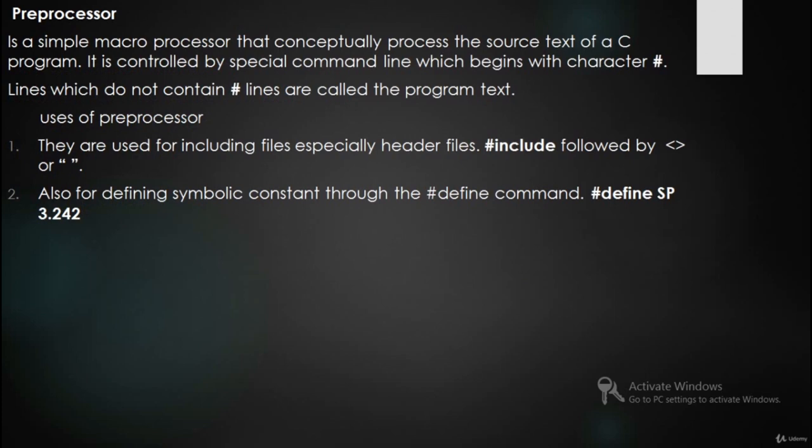Let's continue. As we have learned about data types and the sizes which they occupy in the memory, let's continue. Now, one may ask, what are preprocessors? It's a simple macro processor that conceptually processes the source text of a C program. It is controlled by a special command line which begins with the character hash. Lines which do not contain hash are called the program text.